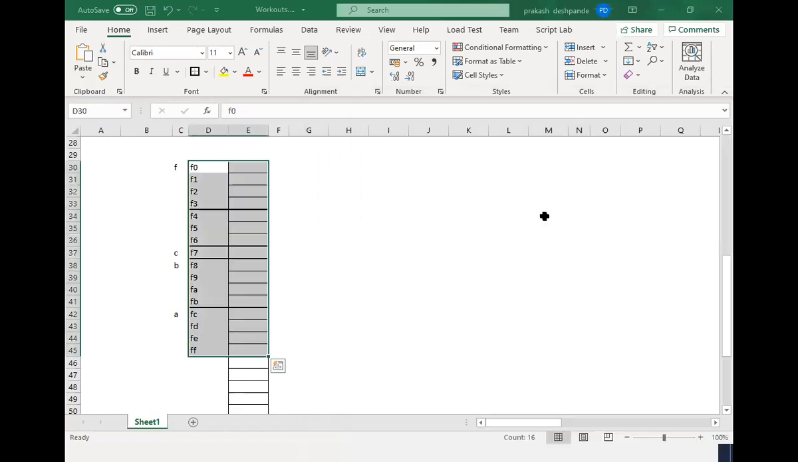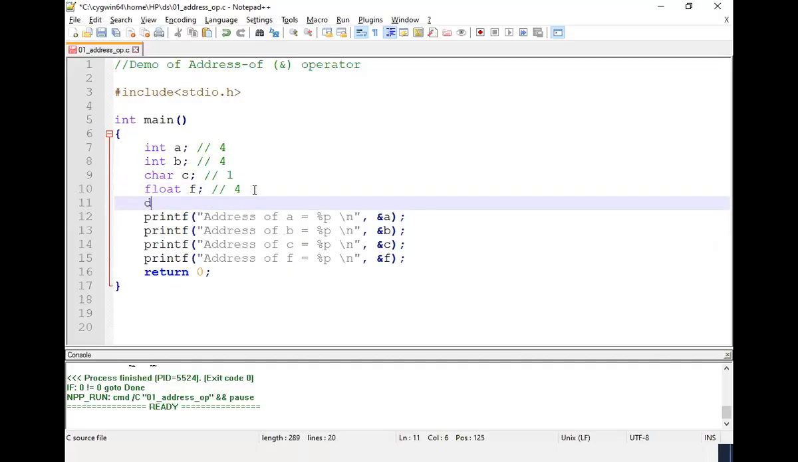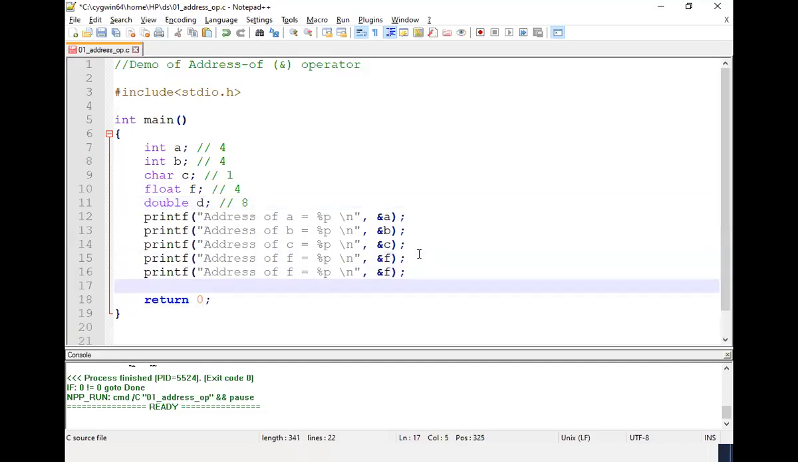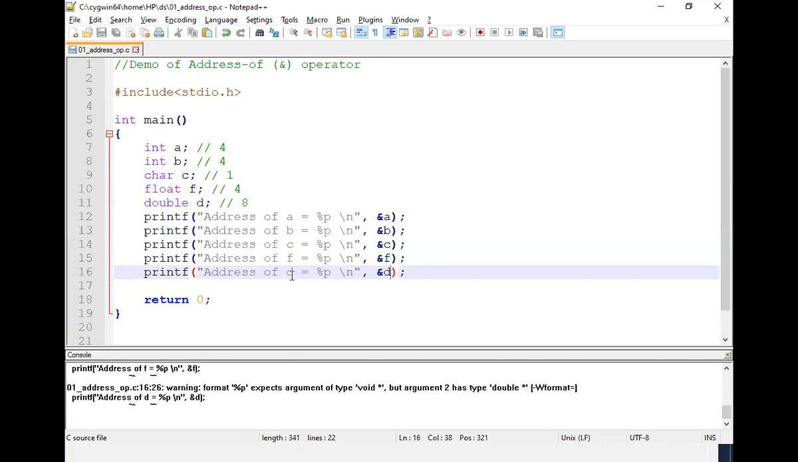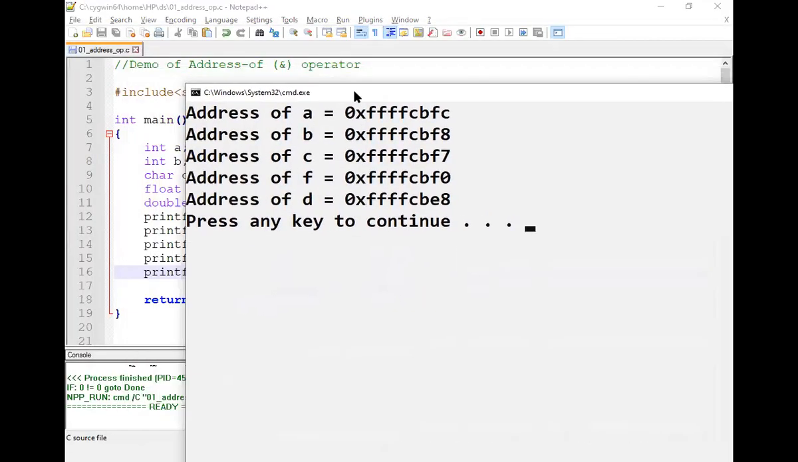Suppose I include another variable here, let's say a double D. For double D, how many bytes of memory are required? 8 bytes. Now suppose we write a statement to print the address of this double variable D, so let me replace this with D. Now compile the program and execute. This time we may get the same address or a different address. This time I'm getting the same address only.